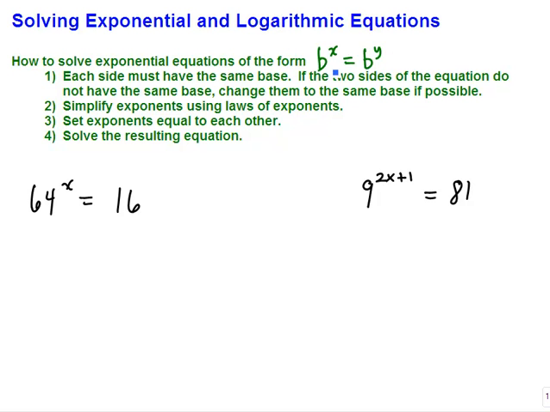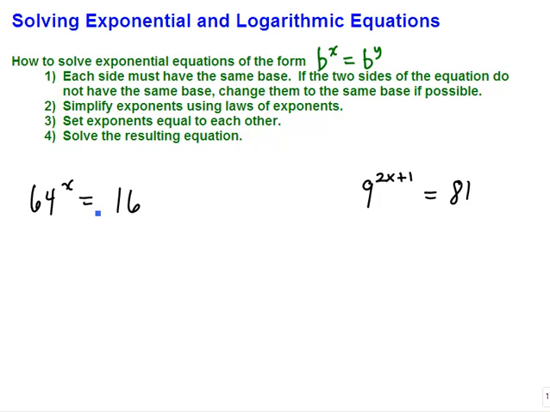Not every problem can be made of this form, but when it can be, then it's usually a little bit simpler and easier to solve. So let's take a look at our first example. We have 64 to the x equals 16. You want to look at those two bases, 64 and 16.